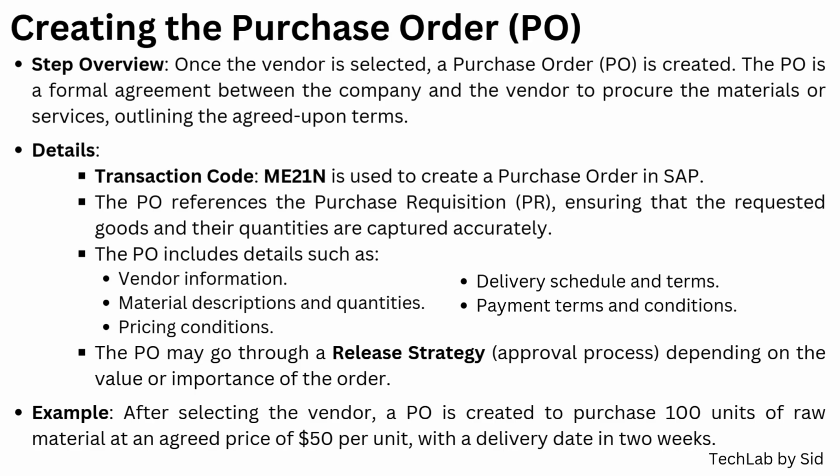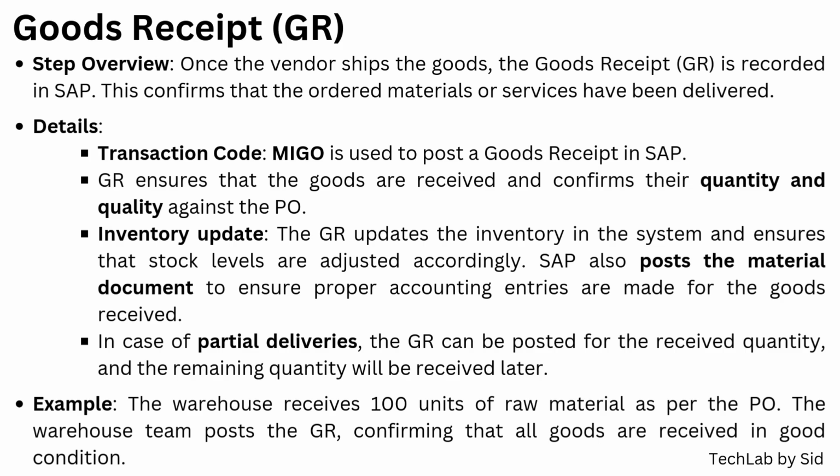Example, a PO is created to purchase 100 units of raw material at $50 per unit, with delivery scheduled for 2 weeks. When the goods are delivered, the next step is goods receipt, using transaction code MIGO.